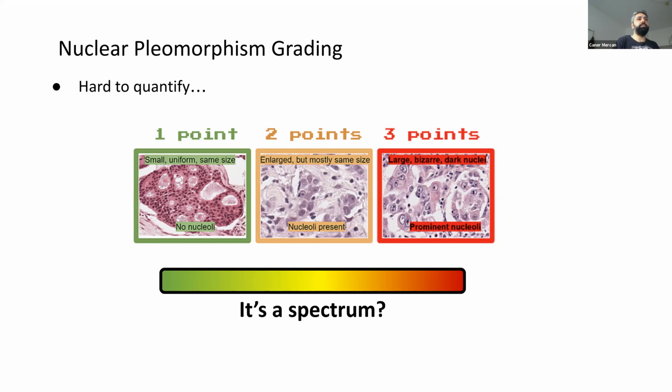So without defining any discrete boundaries, suggesting 3 discrete grades, we propose to train a deep learning model considering the nuclear pleomorphism grading as a continuum of change in nuclear morphology or tumor morphology.